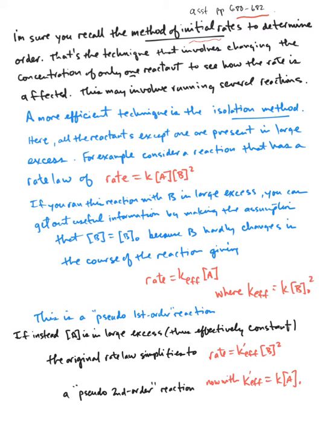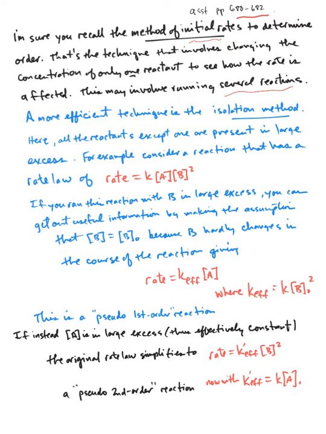Most of the ones you see are either 0, first, or second order. Depending on the reaction, this could be pretty time consuming, and you would have to run many trials of several reactions. There's a more efficient technique called the isolation method. Here, all the reactants except one are present in very large excess. For example, consider a reaction that has a rate law that's first order in A and second order in B.